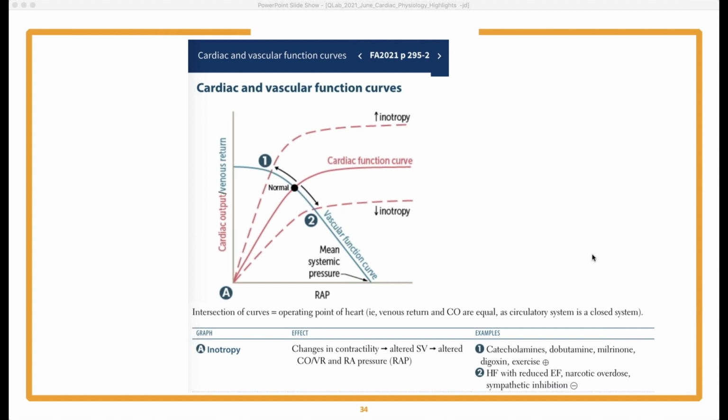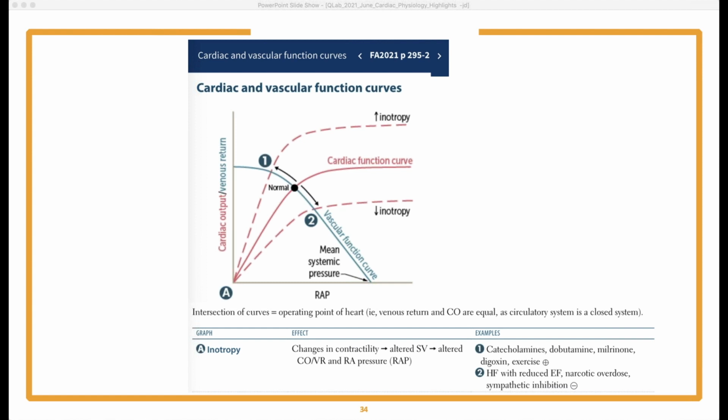Oppositely, a decrease in inotropy, such as heart failure with reduced EF, would lead to a downward rightward shift of that cardiac function curve, okay? You can see there that the vascular function curve actually stays the same in this patient, okay? We're not really doing anything to increase venous return, okay? We're not giving any fluids. This patient isn't hemorrhaging, where they would be losing intravascular volume. So in this patient, this would stay the same.